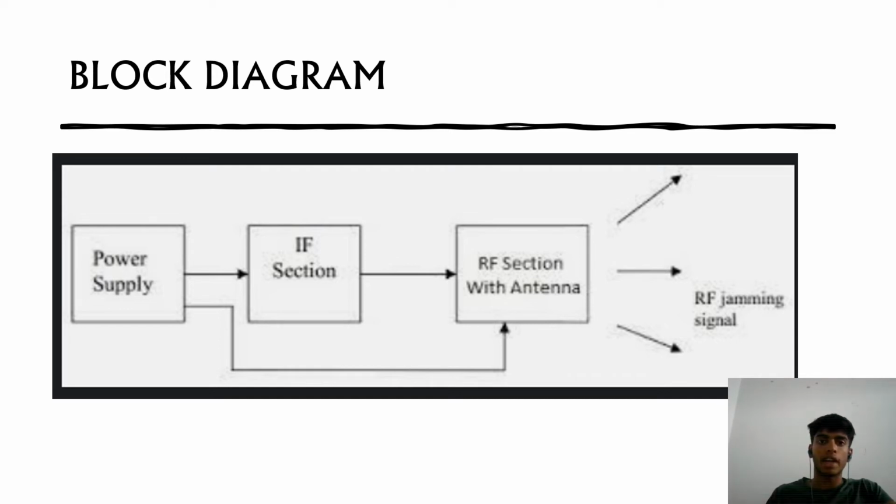Now we have the block diagram for this. So we have the power supply. The power supply is used to provide power to the entire section of the mobile jammer with the available voltages. The IF section is just a triangular or sawtooth wave generator. Then we have the RF section, which is the heart of the mobile jammer, because the output of the RF section is interacting with the mobile. The RF section generates the RF signal, which interacts with the cell phones, and thus blocks the cell phone from communicating with other people.